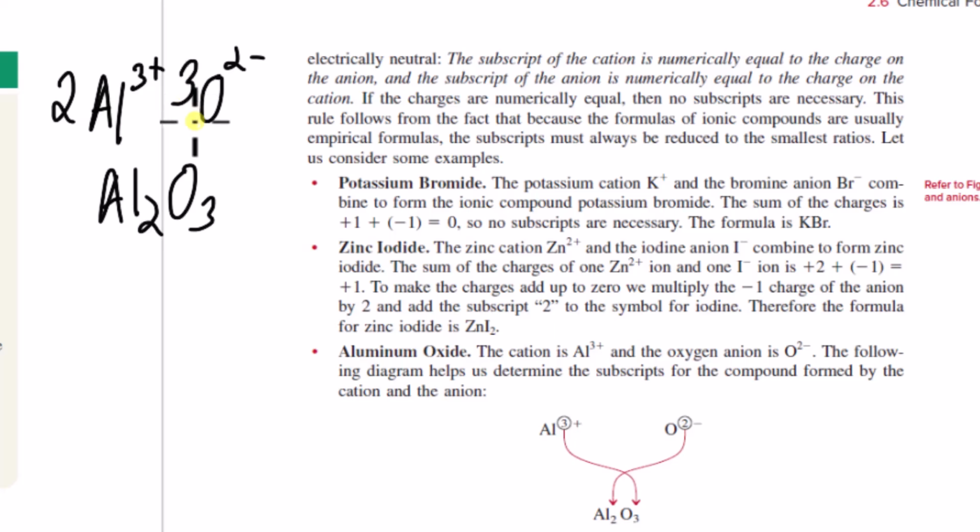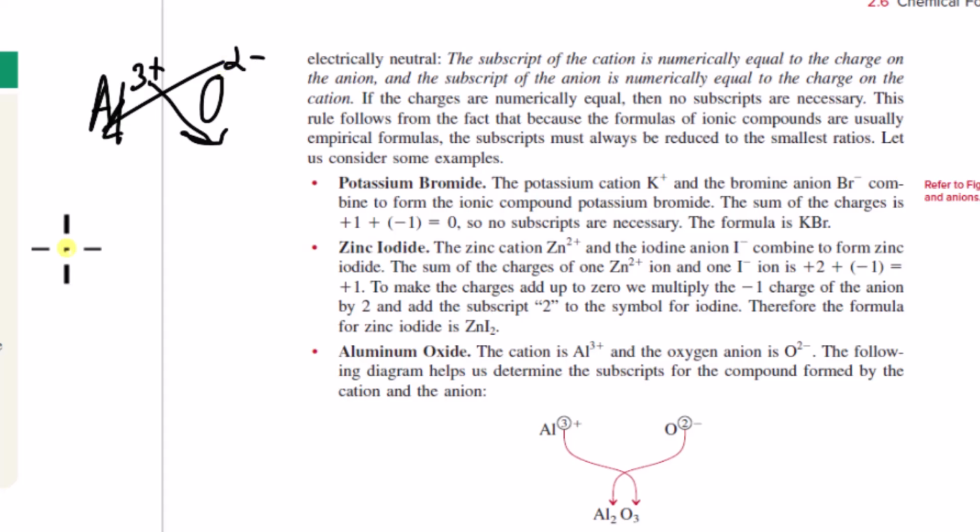Al2O3. And so the general trick is that the subscript of the cation is numerically equal to the charge on the anion, and the subscript of the anion is numerically equal to the charge on the cation. So you put the cation first with its charge, the anion second, and then you just do this. And you're left with Al2O3. That's what they're saying here. That's the trick, which just corresponds to what we did before. You're taking 2 of these and 3 of these.